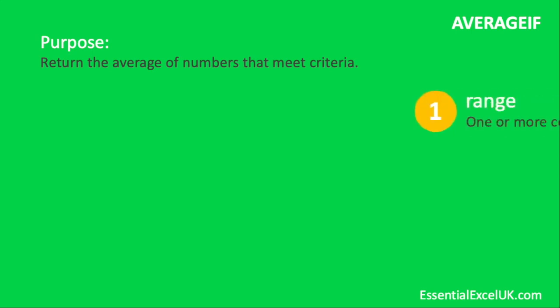Moving on to the next one, we've got average if. The purpose of average if is to return the average of numbers that meet criteria. This is going one step further, where average just gave us the average for every reference entered into our function. Average if now allows us to apply criteria so that we get the average for only those cells that meet that single piece of criteria.